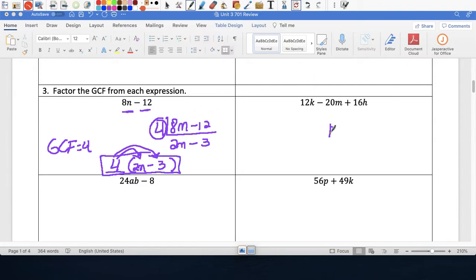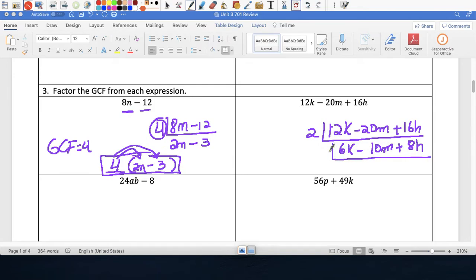Next one, 12k minus 20m plus 16h. Find the GCF. So let's use 2. 12 divided by 2 is 6. Minus 20 divided by 2 is 10. And then plus 16 divided by 2 is 8. Don't forget the variables. Can we go again? Yeah, we can use 2. 6 divided by 2 is 3. Minus 10 divided by 2 is 5m. And then plus 8 divided by 2 is 4h. Can I go again? No.